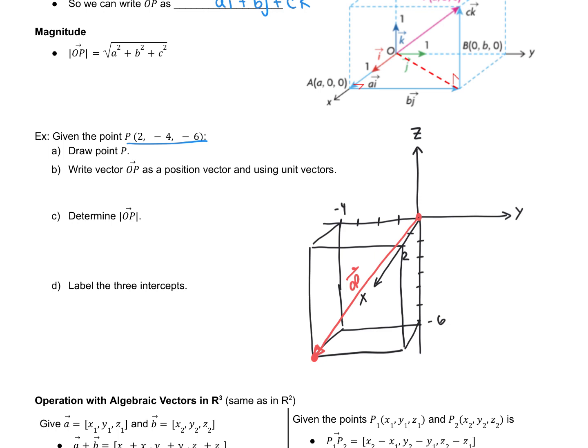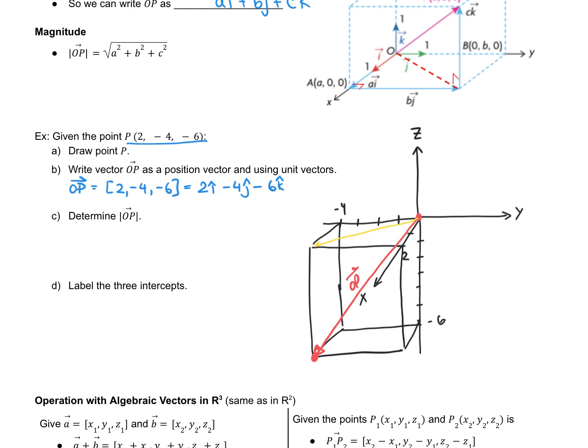Now I can write vector OP using components. So 2, -4, and -6. Or I can write it using unit vectors. So this vector here is made up of taking double vector i, quadruple vector j, but in the opposite direction. And if I were to add this with this, the i and the j components, the resultant is this diagonal here.